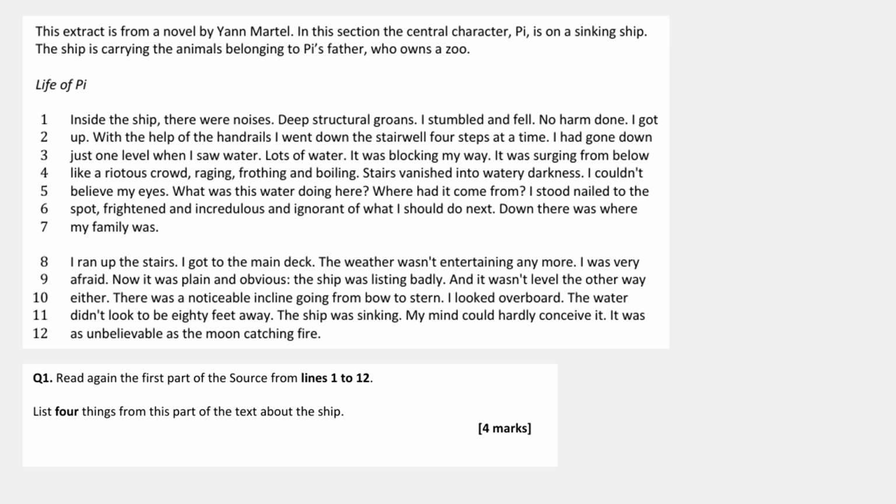"Keep coming through. Down there was where my family was. I ran upstairs. I got to the main deck." So the ship has a main deck. You could say that the ship was listing badly. Listing means kind of rocking from side to side, so that would have got you a mark.